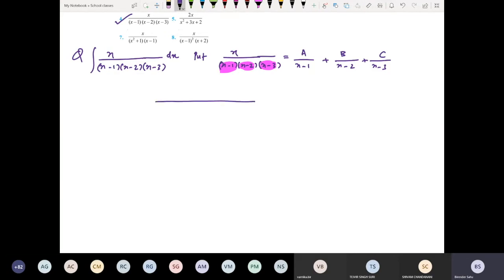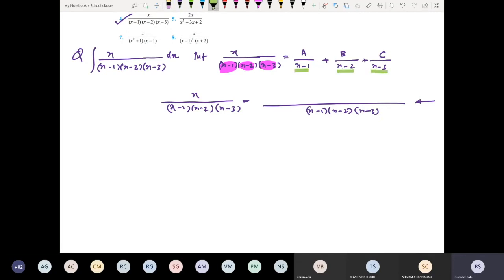Sir, we'll take LCM. Yeah, LCM: x minus 1, x minus 2, x minus 3. And on the right hand side, students, try to do this question right now. You all will try to do this question. I can ask any one of you, any step. Try to do. We are taking LCM. LCM will be their product only.